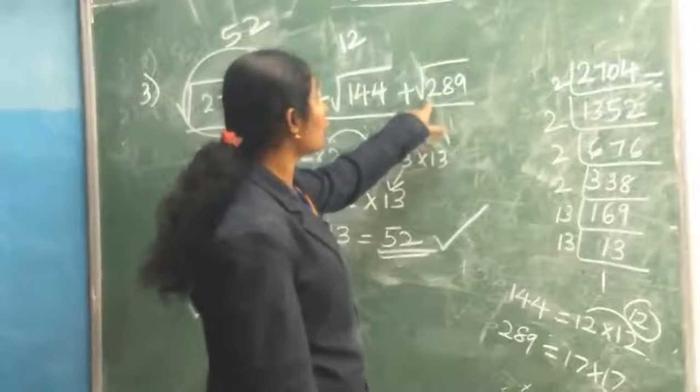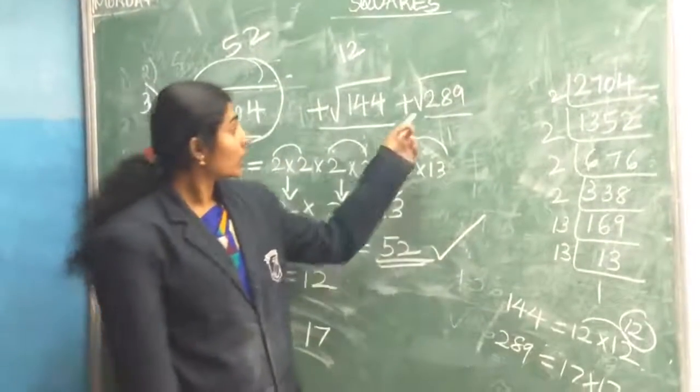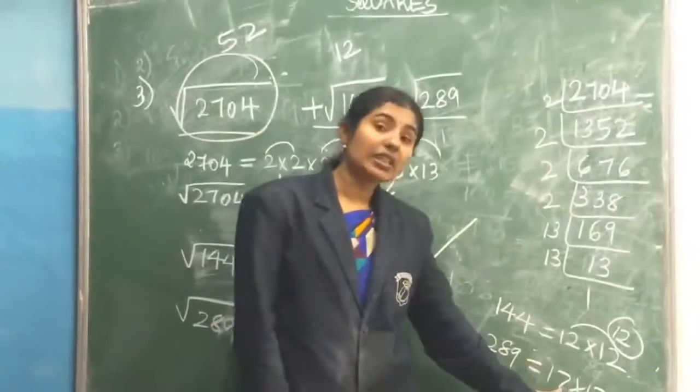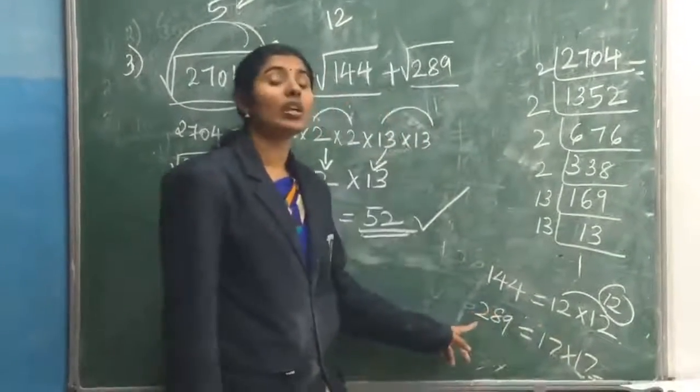Next, square root of 289. How to find its square root? See here, 17 is a prime number. When you multiply it 2 times, you will get 289.